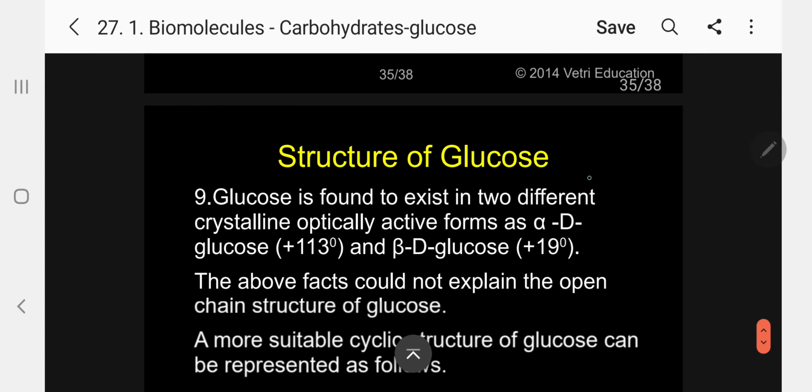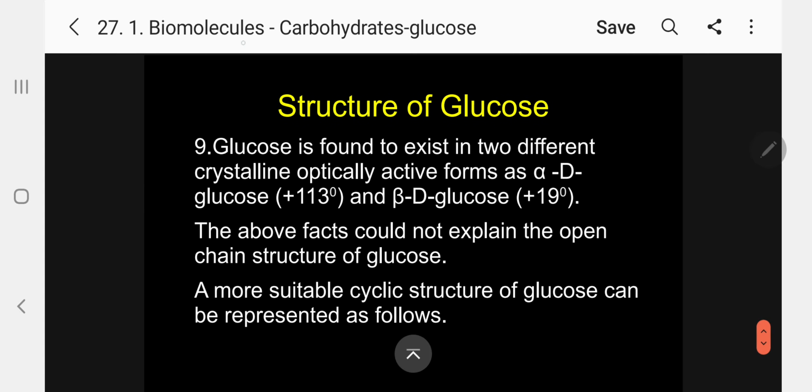Kindly follow. The next one, 9. Glucose is found to exist in 2 different crystalline optically active forms. One is alpha D glucose, another is beta D glucose. The optical activity is also known: alpha D glucose plus 113 degrees, and beta D glucose plus 19 degrees. Both are dextrorotatory. So glucose is found to exist in two different structures, alpha D glucose and beta D glucose.